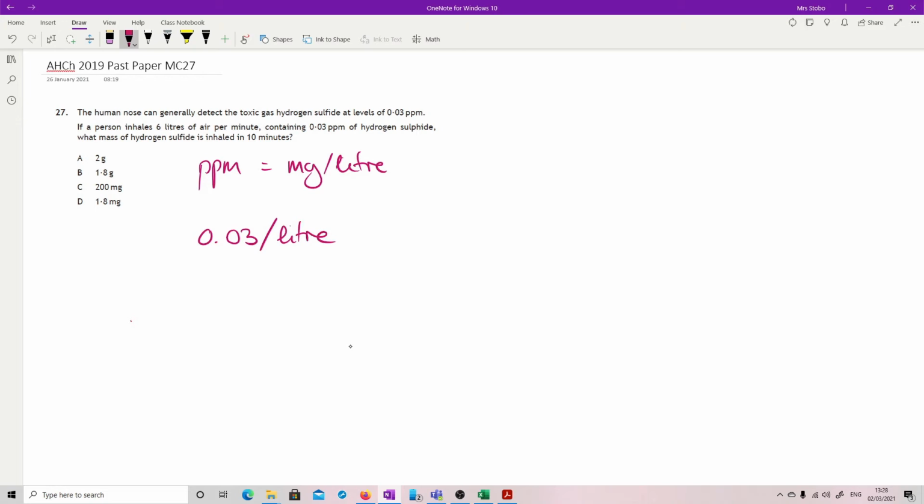Mgs per litre, okay. 6 litres per minute, okay, so I'm just going to times this by 6, means that I get 0.18 mgs, okay. That was 6 litres of air per minute. How much would be inhaled in 10 minutes? So just times that by 10, gives me 1.8 mgs. There we go, done.